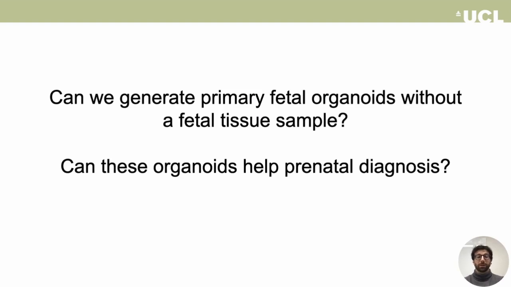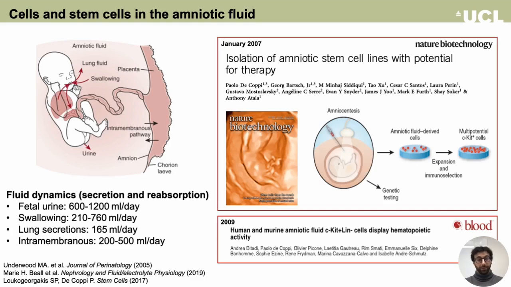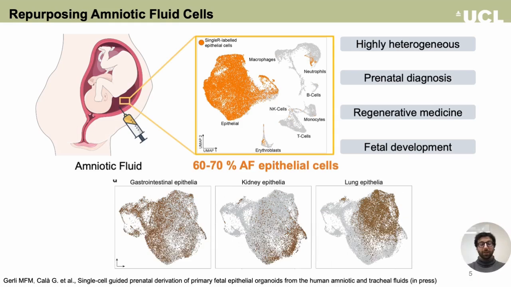Therefore, our questions are, can we generate fetal organoids without a fetal tissue sample? Can these organoids help prenatal diagnosis? Our answer is the amniotic fluid. The amniotic fluid is recirculated by different developing organs, and it contains stem cells that have been broadly investigated in the past years. However, in our work, we analyzed the amniotic fluid in very detail by creating the first amniotic fluid cell atlas. In particular, we found that the majority of the cells present in the fluid are epithelial when observed at the single cell level, and also we found that these are shed from various developing organs such as the gut, kidney, and lung.